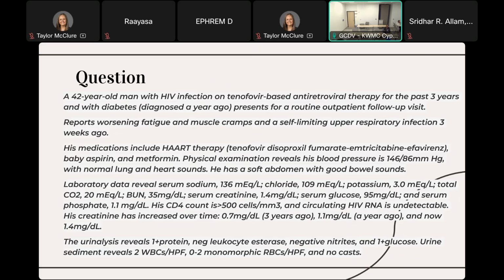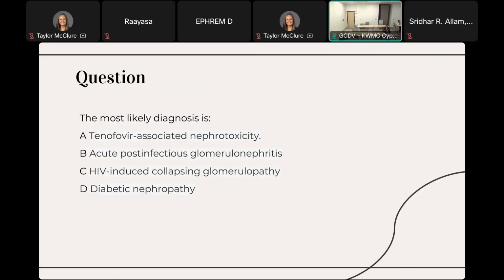So hypokalemia, hypophosphatemia, a tiny amount of proteinuria, 1 plus protein in the urine, in a patient who got diagnosed with diabetes just 1 year ago, and is on antiretroviral therapy for 3 years, with gradual increase in creatinine. So, does it fit infectious GN? No, because the urine is actually bland, right? You don't see any RBC casts. Does it mean HIV-induced collapsing GN? How does collapsing nephropathy present?